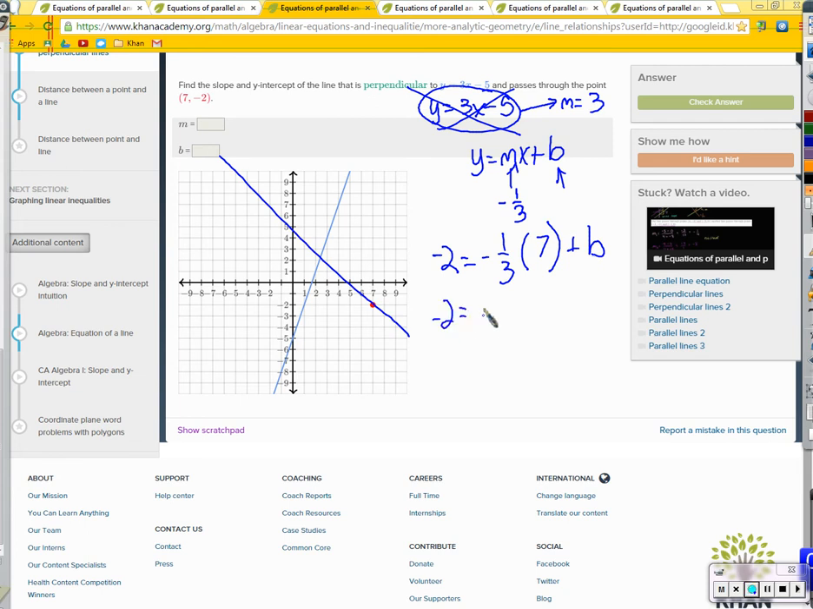So I have -2 equals -7/3 plus b. We'll add 7/3 to both sides, and do -2/1 plus 7/3. To add these, we need a common denominator. So this is going to be what over 3? 6 over 3, exactly. 6 divided by 3 is 2, same as it was. Negative 6 over 3 plus 7 over 3, what's that leave us? 1/3.